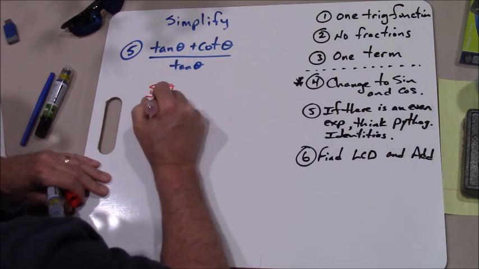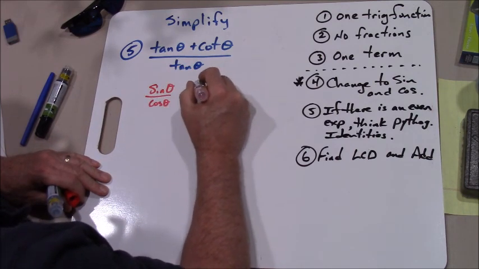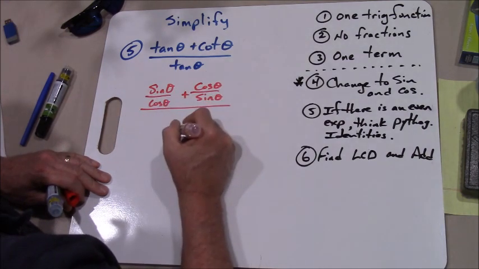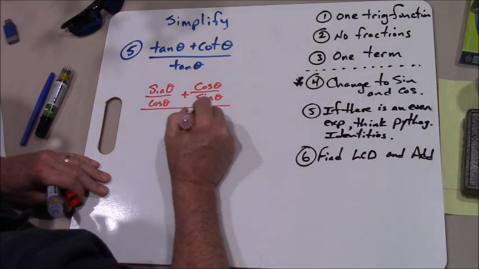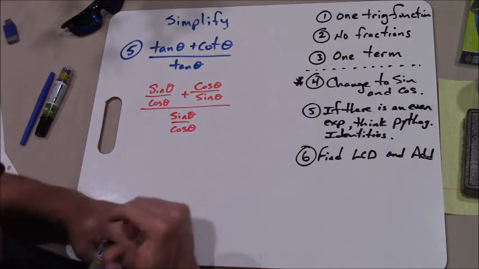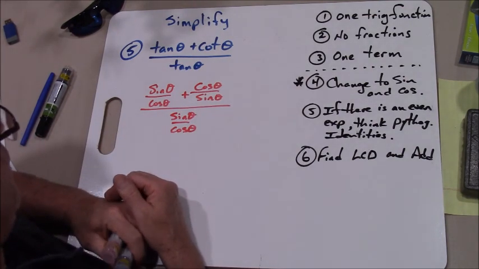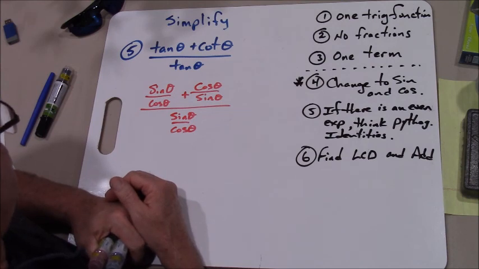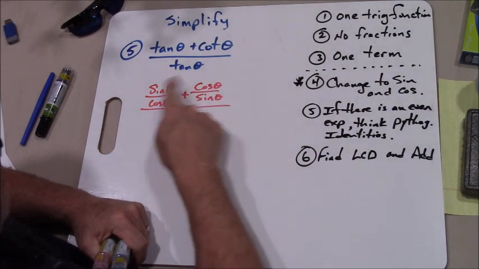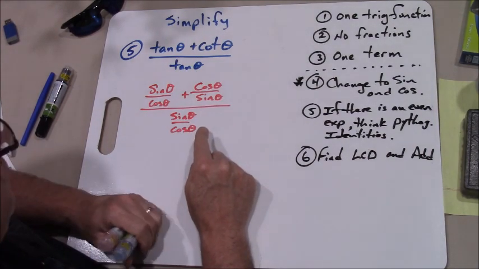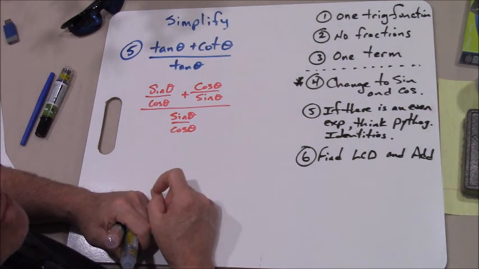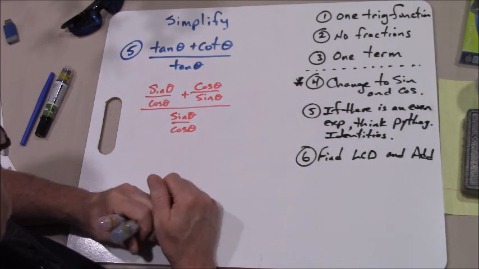Sine theta over cosine theta plus cosine theta over sine theta, divided by sine theta over cosine theta. So there's something that I've said to you guys quite a bit throughout first semester. Anytime you see a fraction within a fraction, that's called a complex fraction. And the best way to get rid of that is to multiply everything by the least common denominator. And that's what I see here.